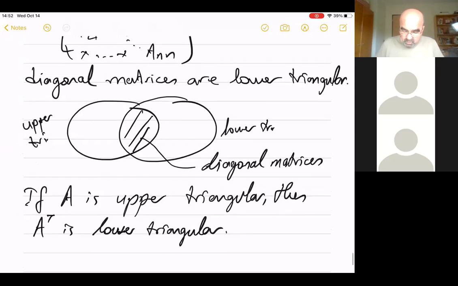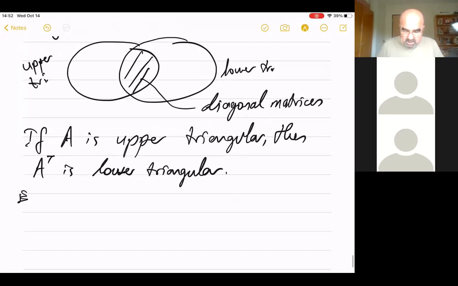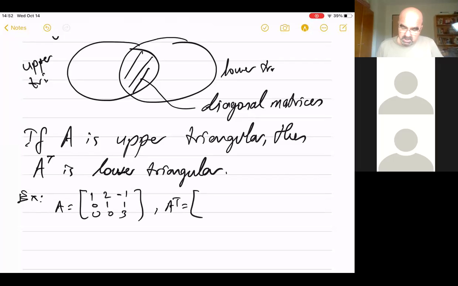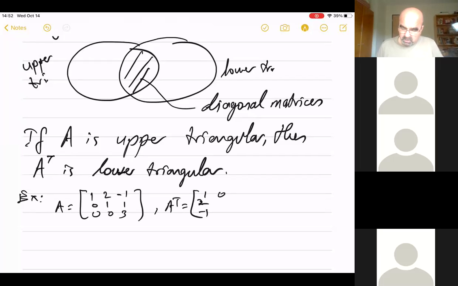Let me give one example of this. An easy example: let A be 1, 2, minus 1, 0, 1, 1, 0, 0, 3. This is an upper triangular matrix, and its transpose is 1, 0, 0, 2, 1, 0, minus 1, 1, 3. It's a lower triangular matrix.